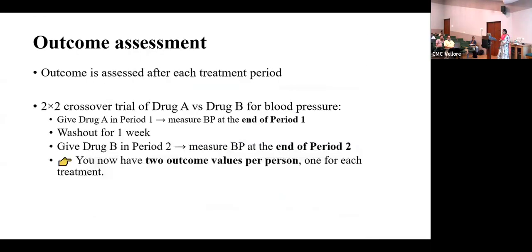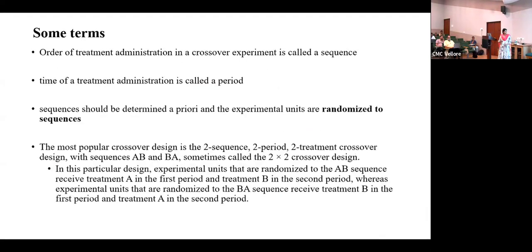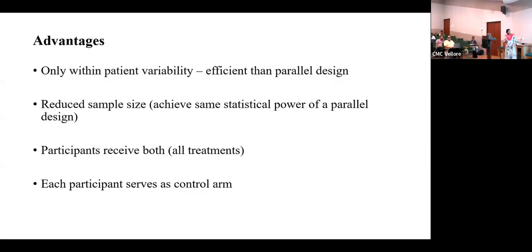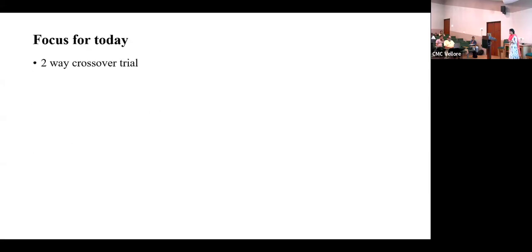Okay, so I'm just going directly to the analysis part. What is the focus? Today I'm going to talk only about two periods, that means 2 periods, 2 treatments. You can do the same thing extended for n number of periods in crossover. With 2 periods crossover, what is the main objective in crossover design?